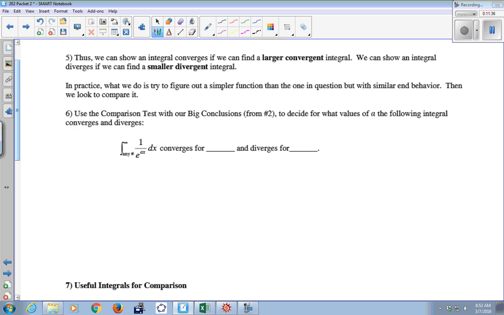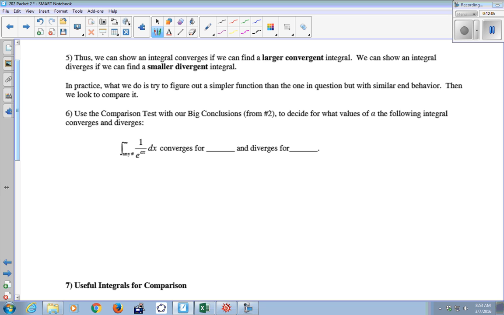Okay, so we can show an integral converges if you can find a larger convergent integral. You have to show it's smaller than something that converges. Show an integral diverges if you can find a smaller divergent integral. So in practice, try to find a simpler function than the one in question, but with similar behavior, and then we look to compare it.